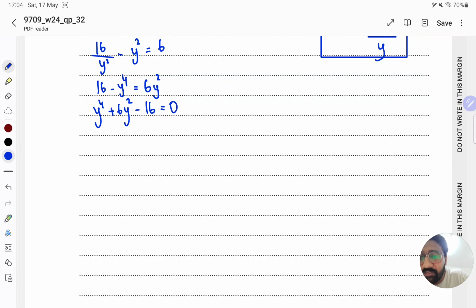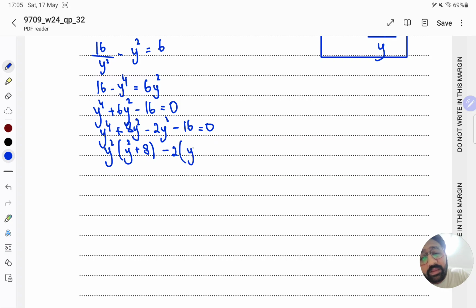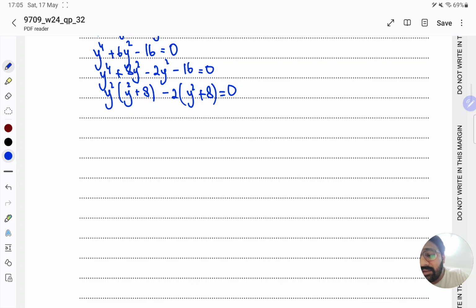Now do the factorization for this. It is going to be 8 and 2, so y power 4 plus 8y square minus 2y square minus 16 equals 0. y square is common, so y square into y square plus 8, minus 2 common, y square plus 8. So the two brackets that we will have will be y square plus 8 and y square minus 2, and equals to 0.